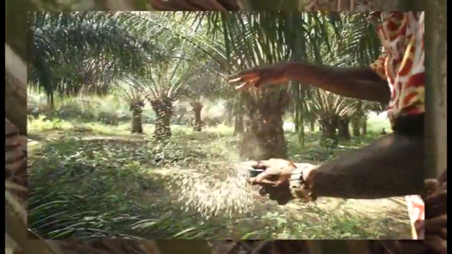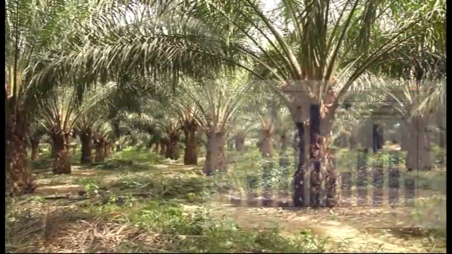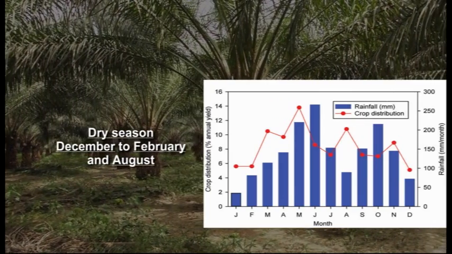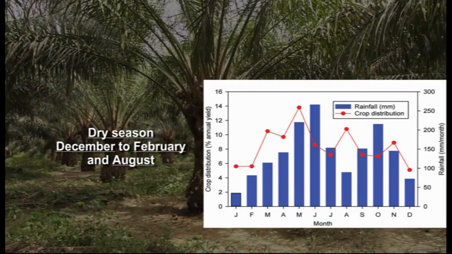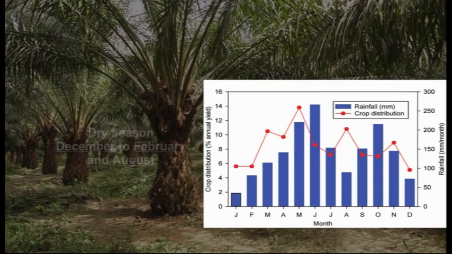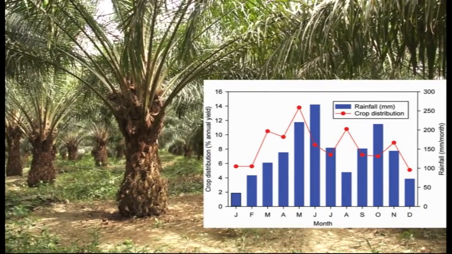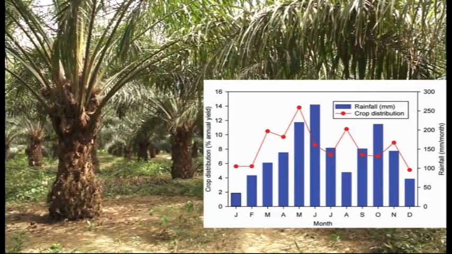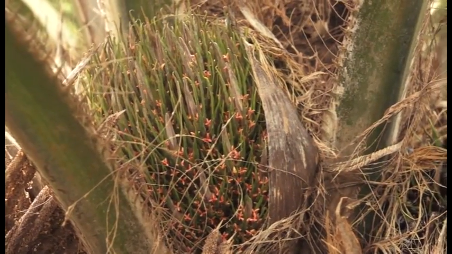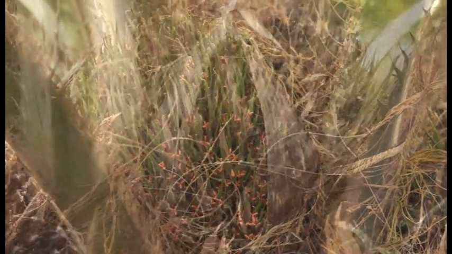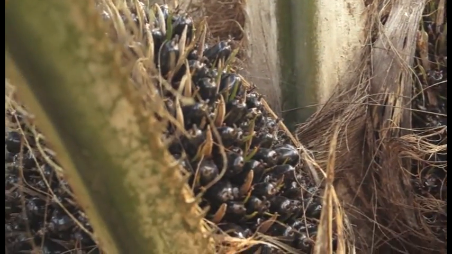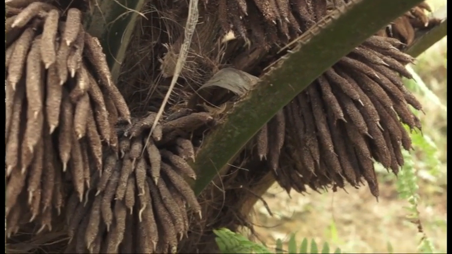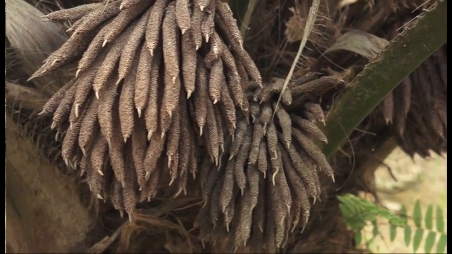In West Africa, there is a marked dry season each year from December to February and a second dry season in August. The wet seasons are from March to July and from September to October. In response, palms tend to produce more female flowers during the period from September to November that mature into bunches ready for harvest between February and April.